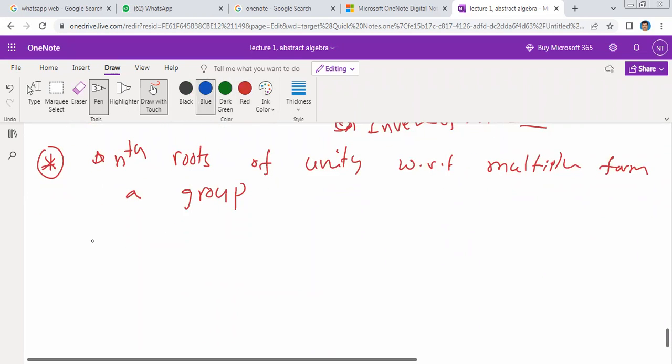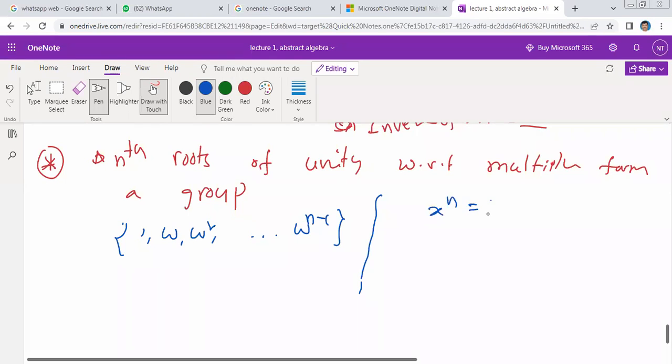ఎలా చెప్పొచ్చు మనం? What are the nth roots of unity? Can anybody say what the nth roots of unity are? 1, omega, omega square and so on, omega power n minus 1. Am I right? These are the nth roots of unity: 1, omega, omega square, up to omega power n minus 1. దీని గురించి స్టోరీ తెలుసండి. ఇది ఇట్లా కనుకుంటే కాంప్లెక్స్ లో వస్తుంది మనకు. How to calculate the nth roots of unity?